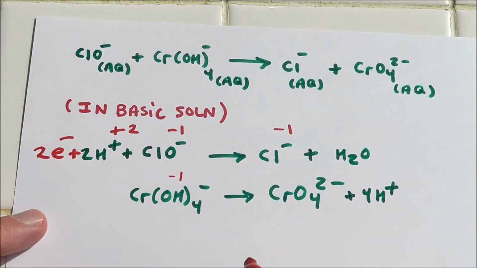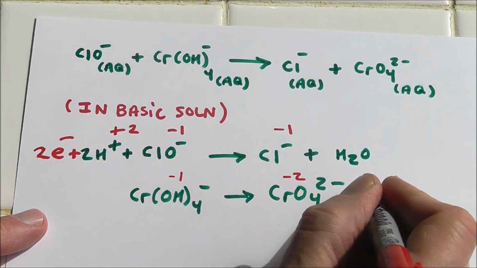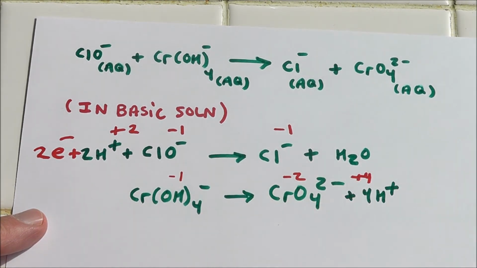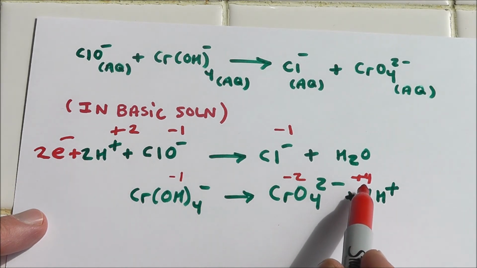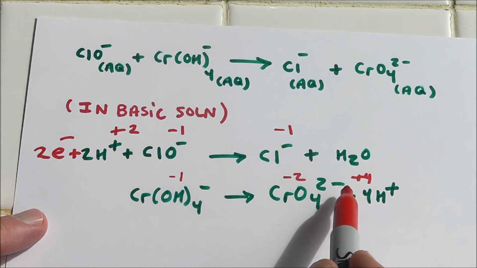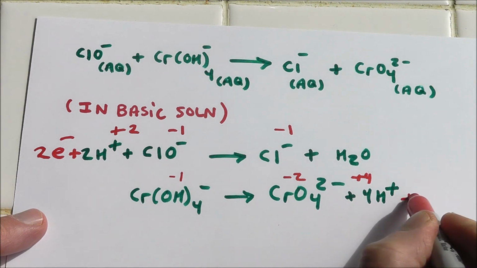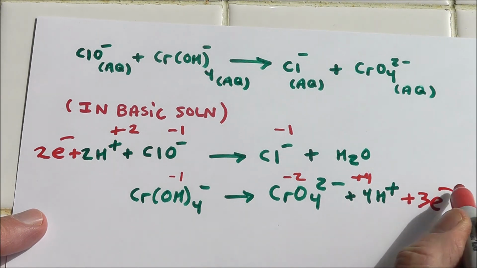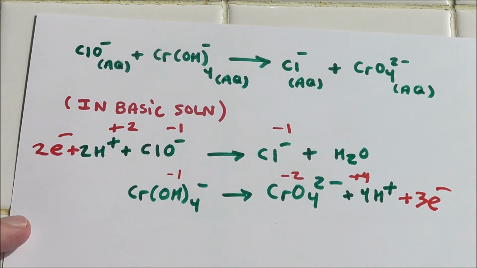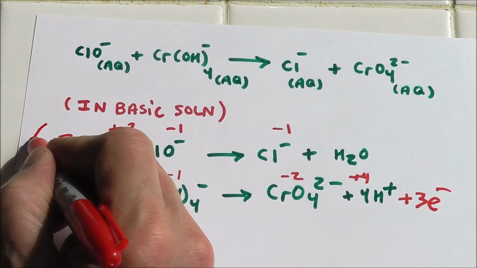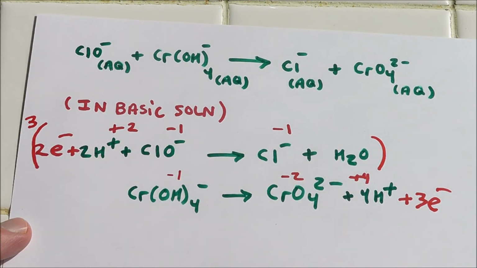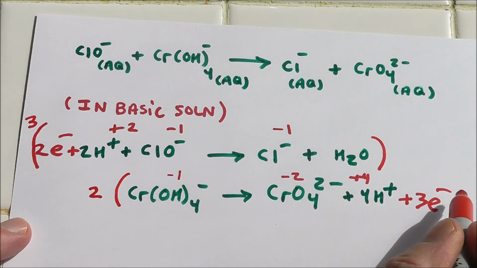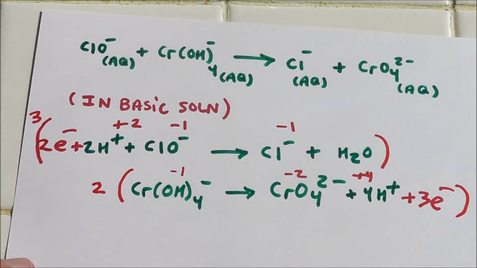So this is a charge of -1 on the left, -2, and +4. So that is -1 on the left, +2 on the right, all right? So -1 and +2, I need 3 electrons. Okay, and now we're going to multiply this whole reaction by 3 so that the electrons cancel, and multiply this whole reaction by 2.